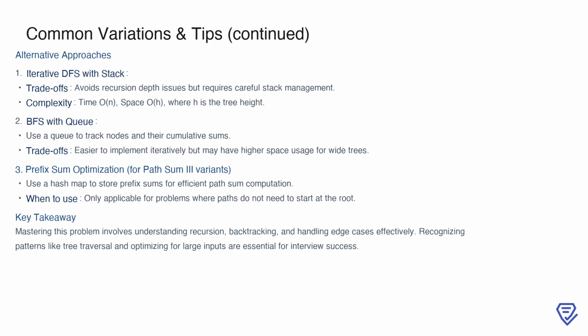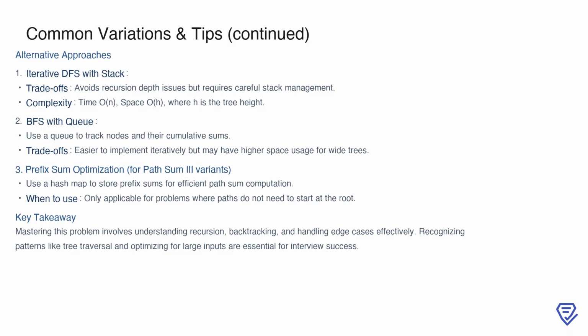One of the most powerful techniques for Path Sum 3 variants is prefix sum optimization. This involves using a hash map to store prefix sums, which allows you to compute path sums efficiently. However, this method is only suitable for problems where paths don't need to start at the root.